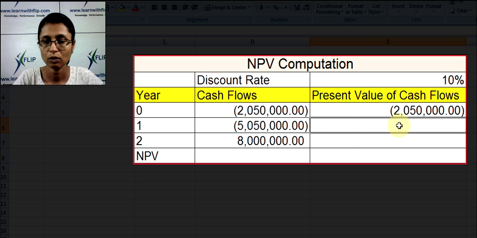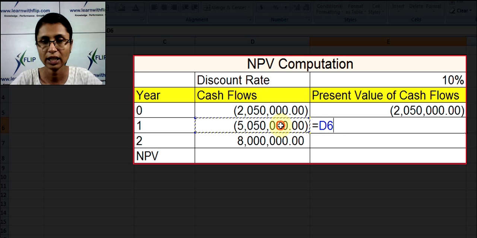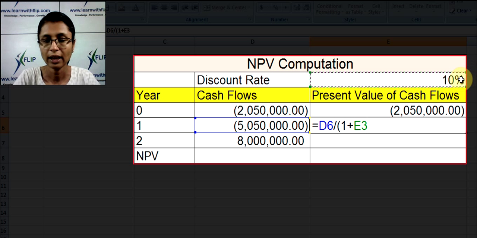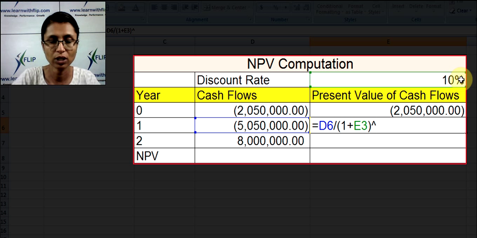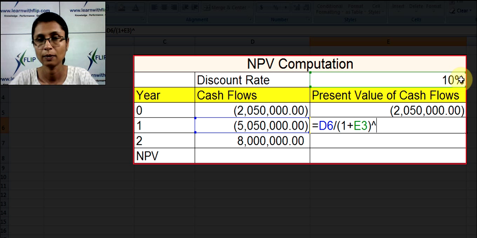Now, what I need to do is take this, divide it by 1 plus r and raise that to the time period t.